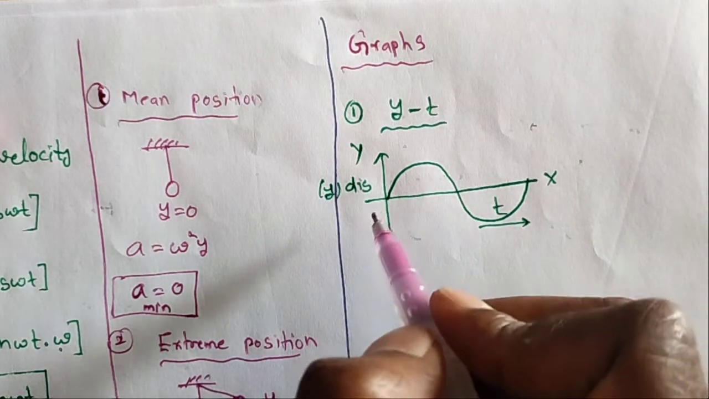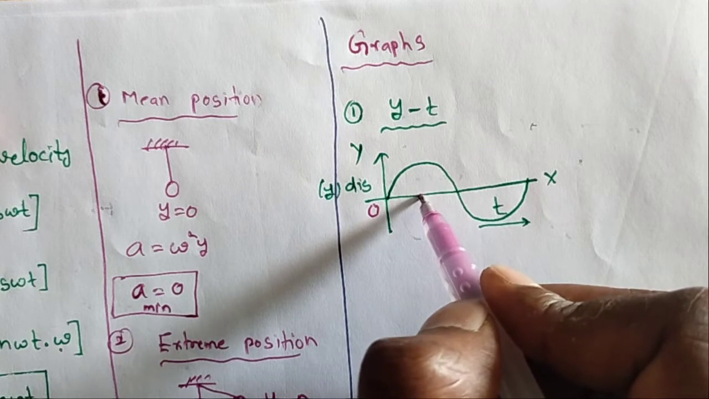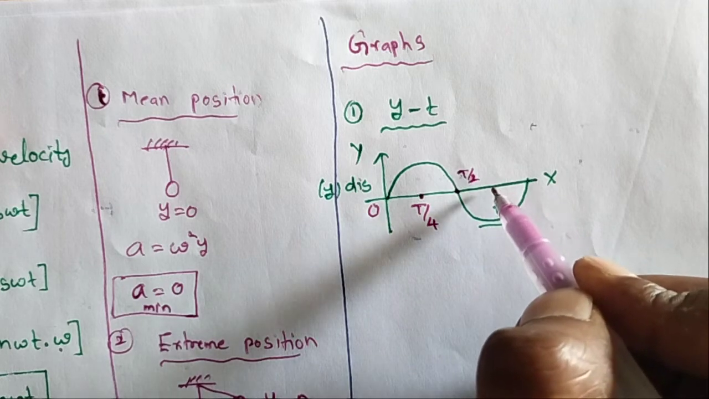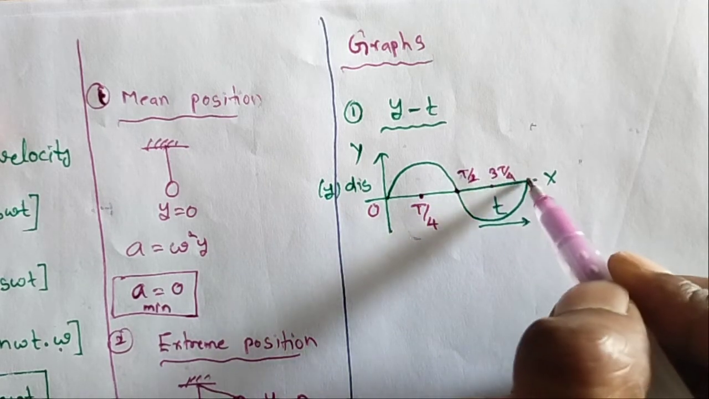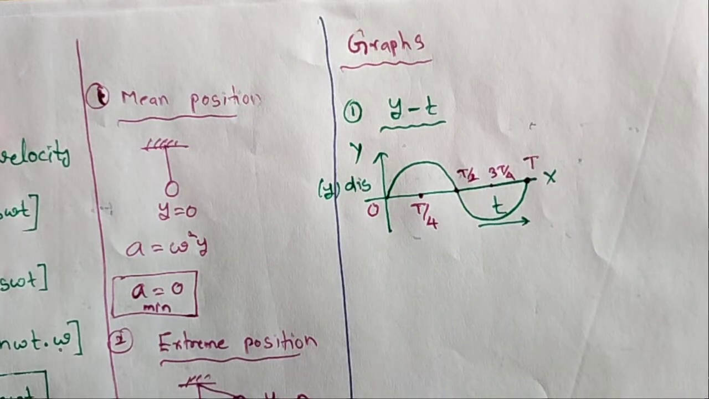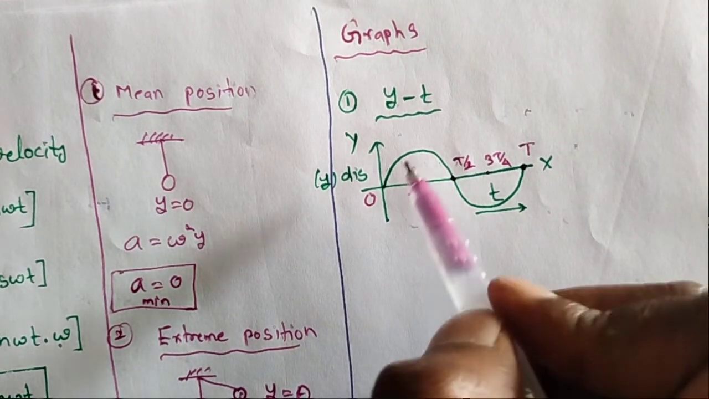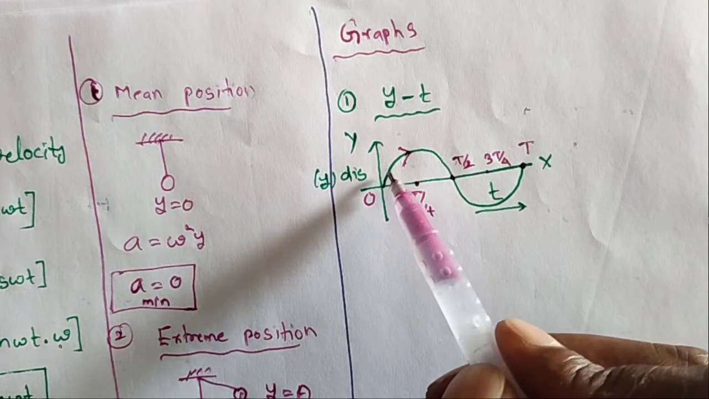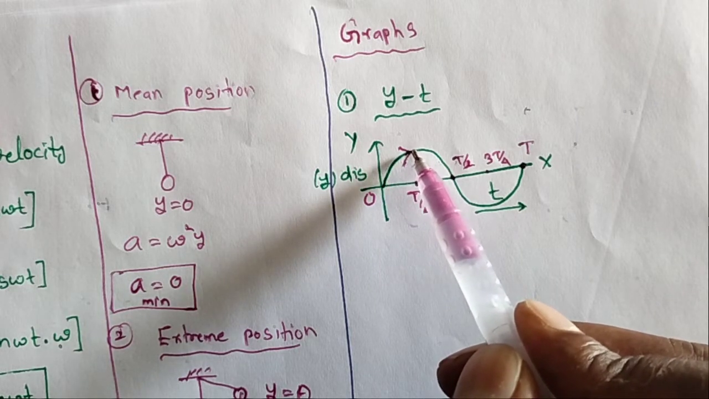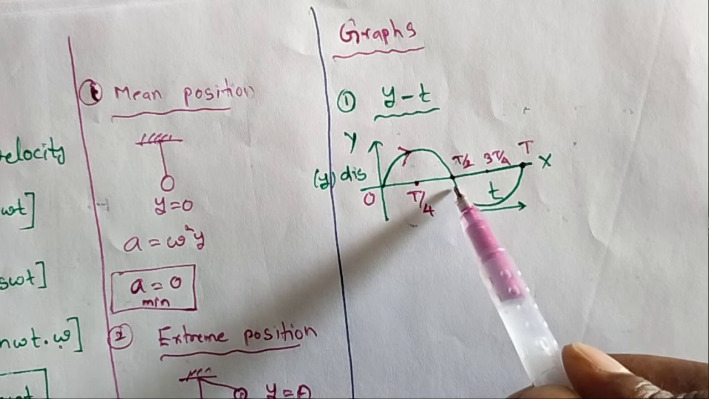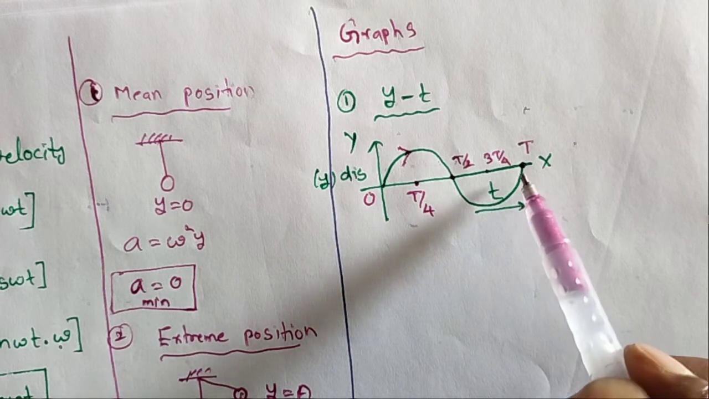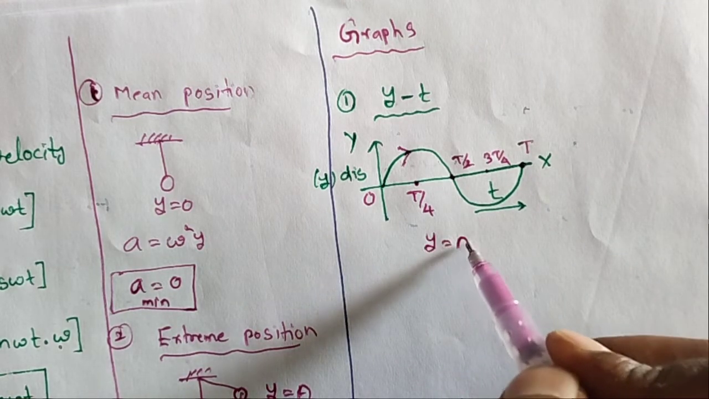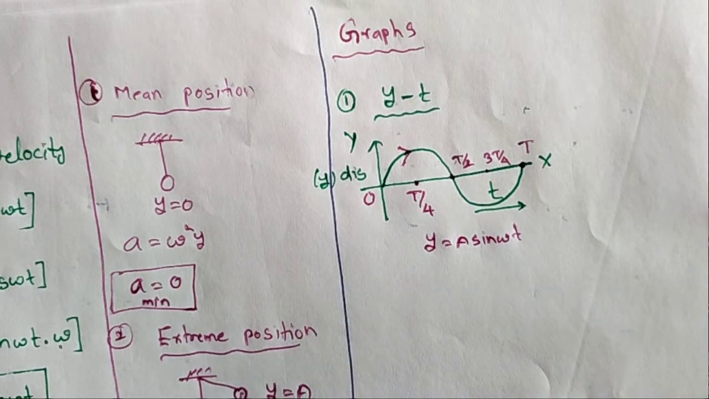Here at the initial position, then T by 4, T by 2, 3T by 4, and capital T, one complete oscillation. I will explain what capital T means. So this is the displacement and time graph. The particle starts at the mean position, goes to the extreme position, comes back to the mean position, goes to the left direction, and reaches the mean position. So this is the y-t graph, where y is equal to A sin omega t. This is the first graph.